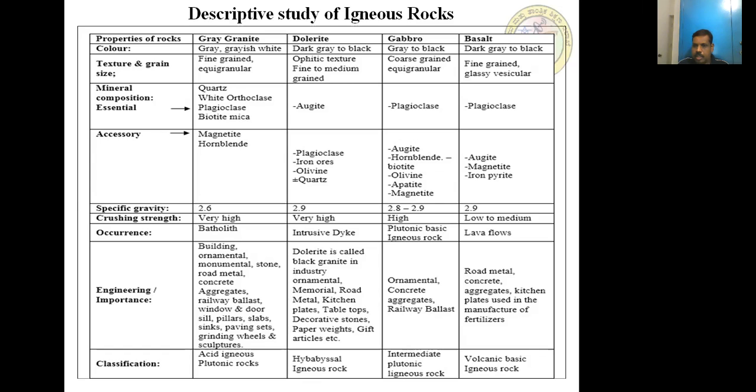Engineering importance: normally basalts are used as road metals, concrete aggregates, and in the manufacture of kitchen plates, and also used in the manufacture of fertilizers. Classification: volcanic basic igneous rock.